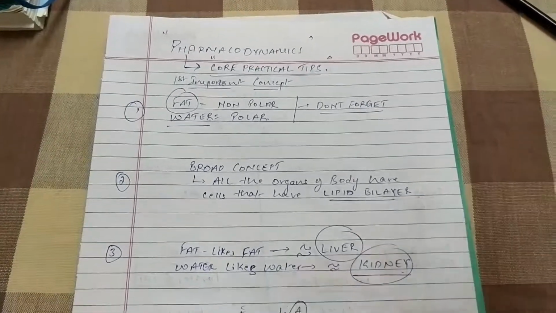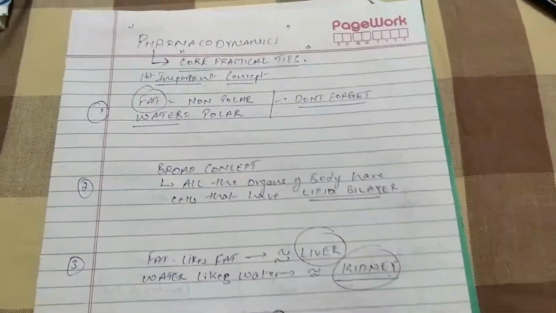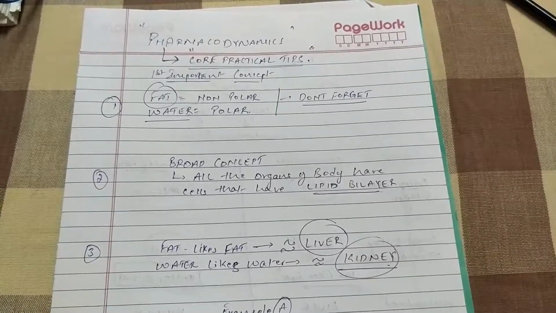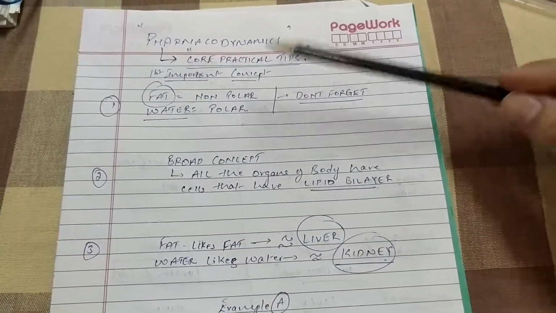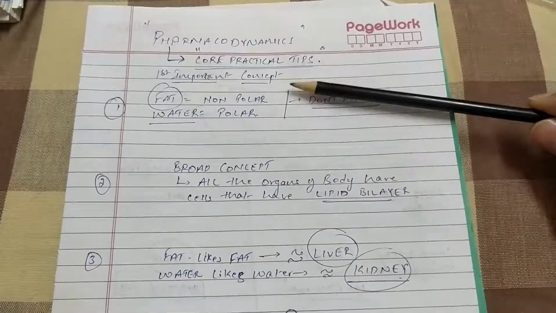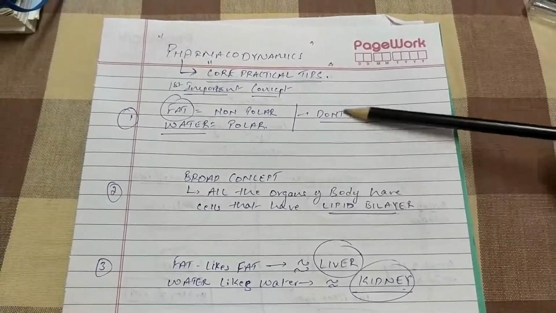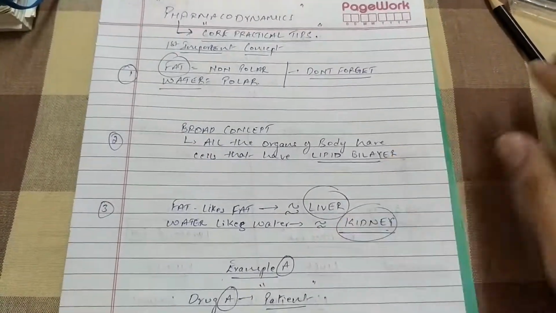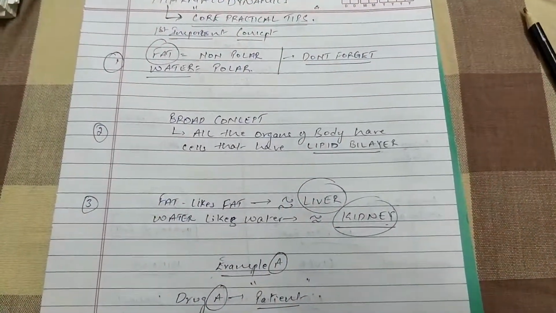Before we start off, I would like to talk about three main concepts that we need to understand before we delve into the topic of pharmacodynamics. The three most important core concepts include that one, fat is non-polar, water is polar. Repeat after me. Fat is non-polar, water is polar. Don't forget this topic.